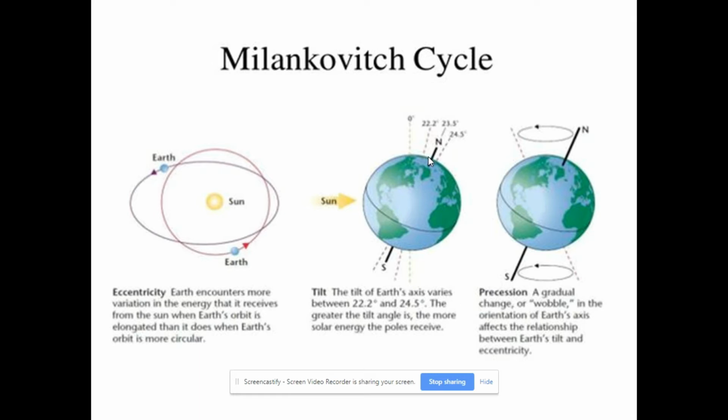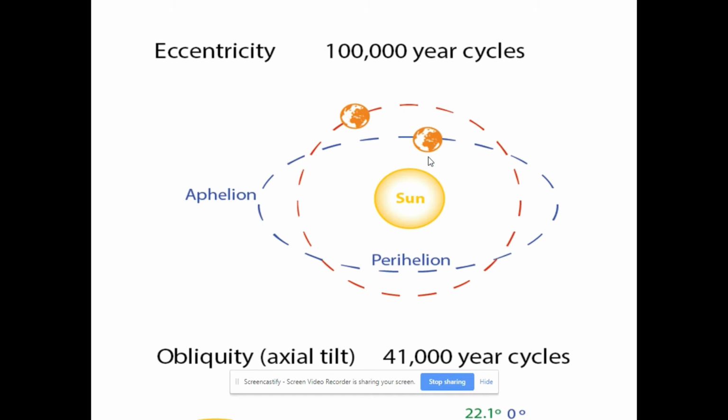But Earth is wobbling like a top. And what we see here, this little circle, is called the circle of precession. So precession, a gradual change or wobble in the orientation of the Earth's axis, affects relations between Earth's tilt and eccentricity. Right? Going back to obliquity, the tilt of the Earth's axis, the greater the tilt angle is, the more solar energy the poles receive. And again, this is showing eccentricity, aphelion, perihelion.